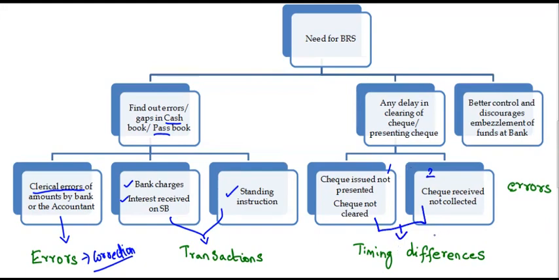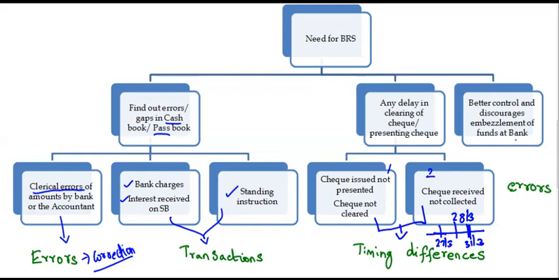These timing differences would be accounted only if they fall below the cutoff date of preparing the bank reconciliation statement. For example, we are preparing on 31st March and the timing difference was there on 27th March and it got cleared by 28th March. What does that mean? When we prepare the bank reconciliation with the cutoff date of 31st March, the checks have already cleared. So only those timing differences which are still pending as on the date of preparation of the bank reconciliation statement will get reflected in the BRS. I hope this point is very clear.